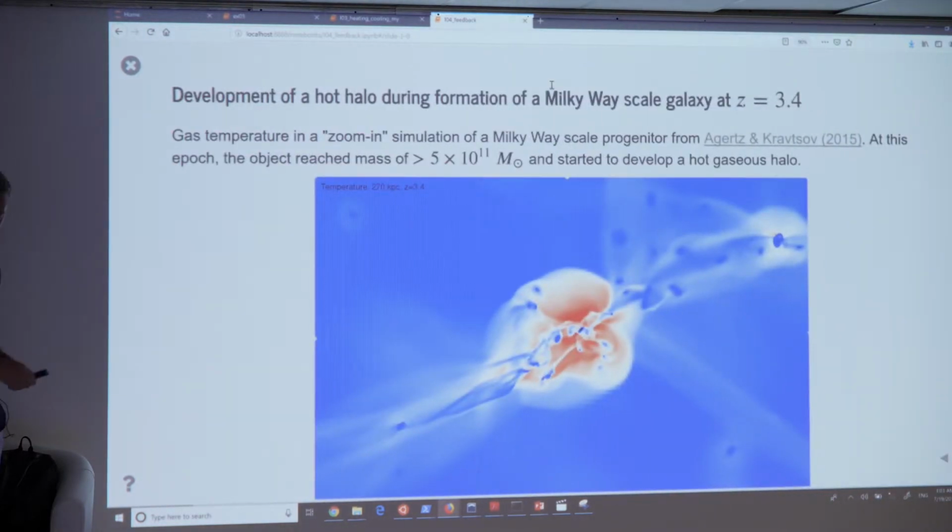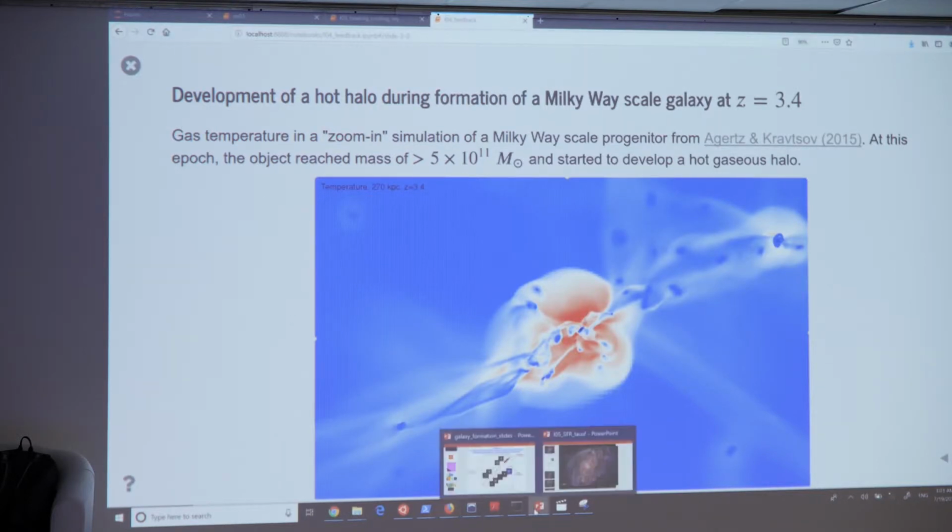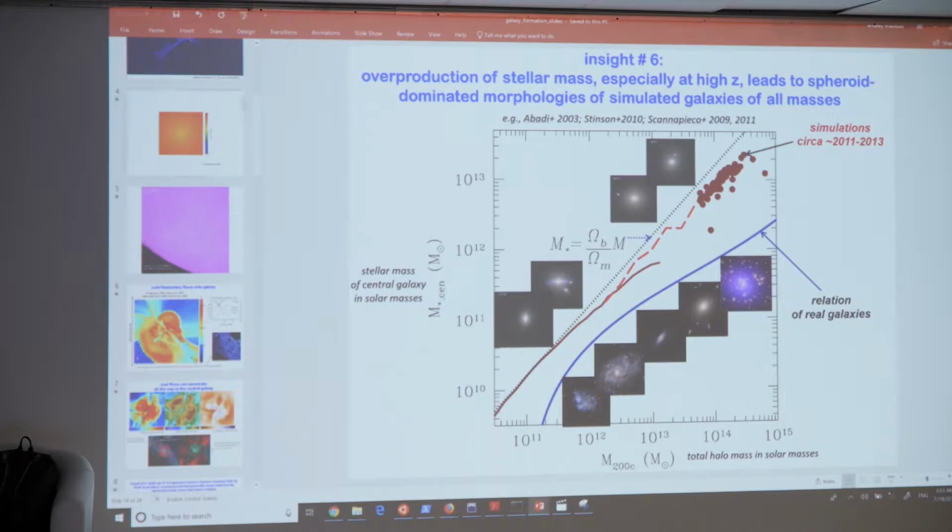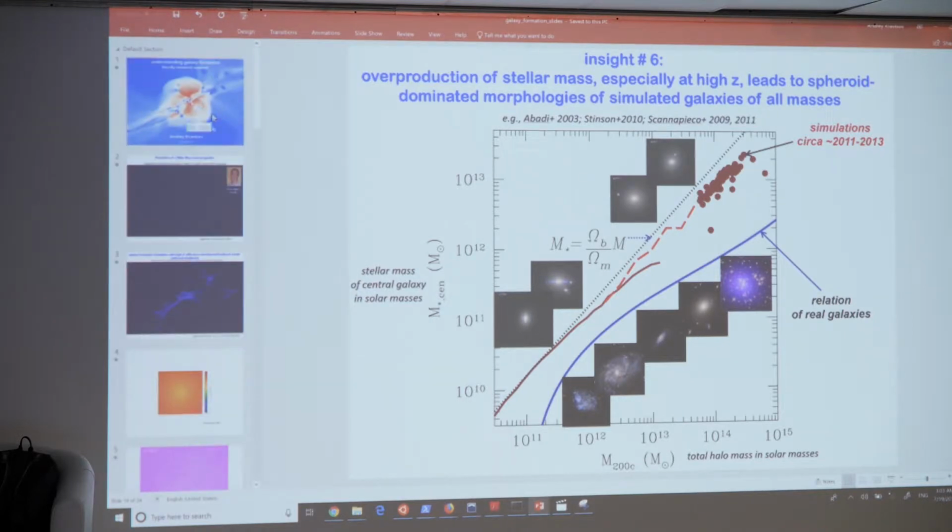And so we see a hot halo being built up. Let's see it in dynamics, in actual evolution. So here's this actual movie.